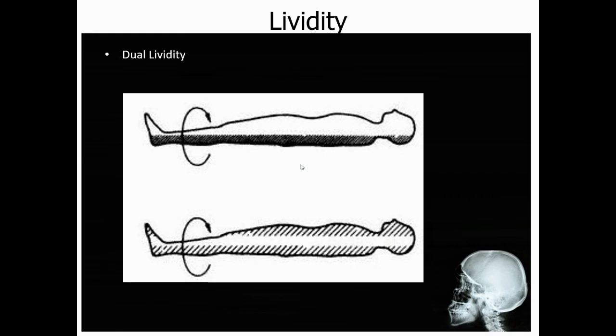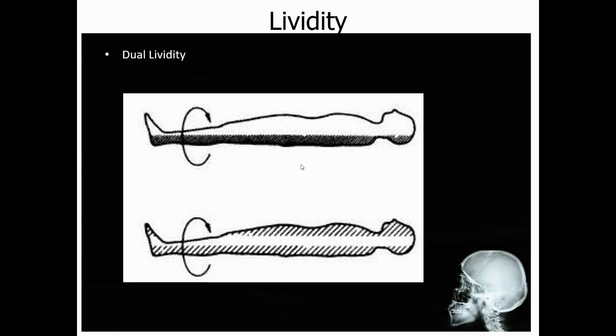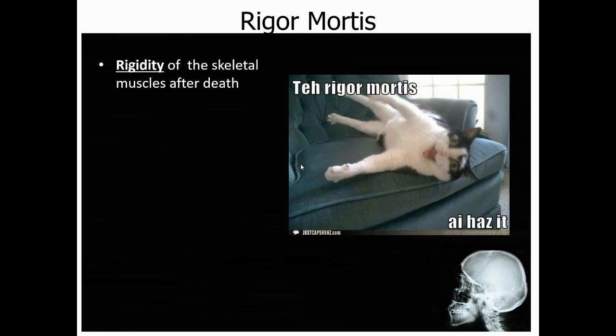Again, dual lividity means, okay, sometime in the first couple hours, you got a partial lividity, in this case, say along the back, then the body was flipped, we got partial lividity on the front, and then maybe it was flipped again to some final position. So you get two different lividity patterns.